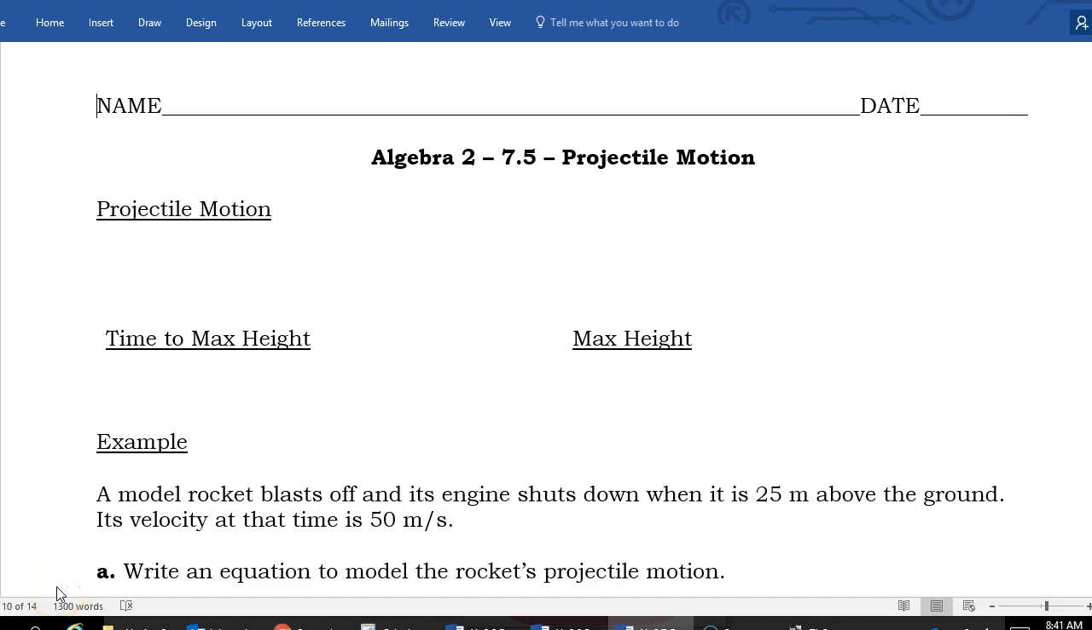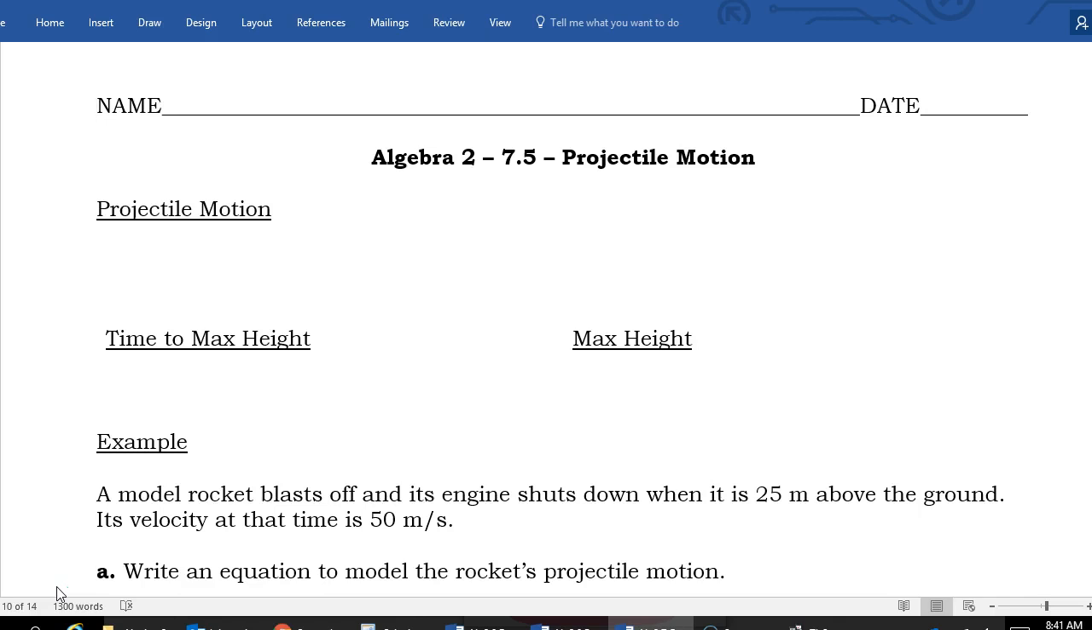This is Algebra 2, Lesson 7.5, Projectile Motion. So we've talked about quadratic equations in different formats. Vertex form helps us see where the vertex is. Factored form helps us find the roots. And now we're going to use general form to help us figure out what happens when we launch stuff off.